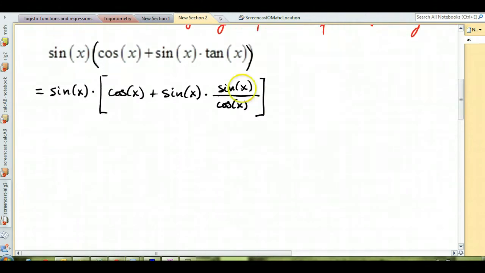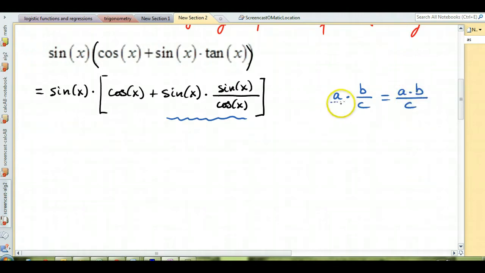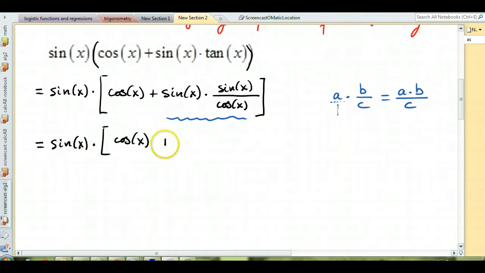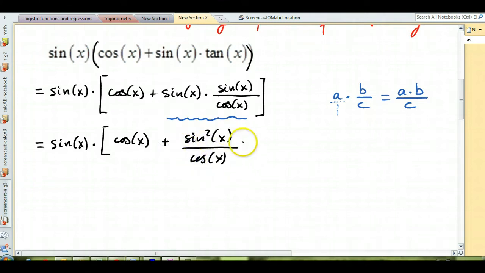All right, so what's going on right here? Well, you have a number that multiplies a fraction, so you can write it like that: AB over C, same thing, because actually this is the same as A over 1, right? Okay, let's do that. So this is equal to the sine of x times the cosine of x plus, so sine times sine is sine square x over cosine x. I hope you followed.